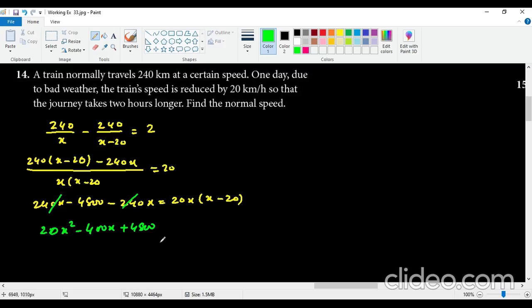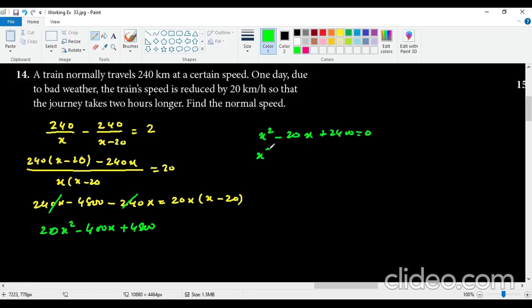Now in here, we divide the whole thing by 20. This gives us x squared minus 20x and plus 2400 equals 0. And in here, factorization: 40 times 60 is going to give us 2400.